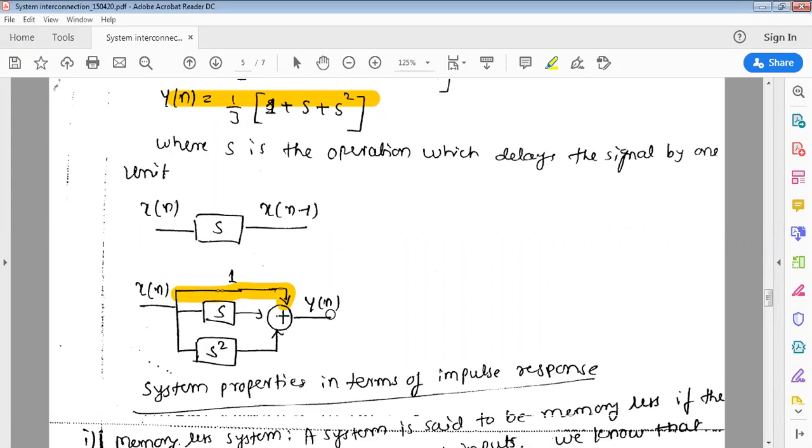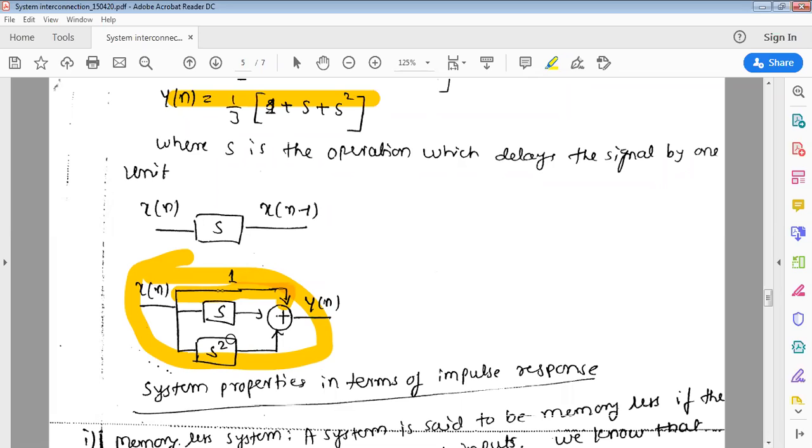This will give me the final output. So what is actually x of n plus x of n minus 1 plus x of n minus 2, whole divided by 3, will be implemented by this function. Suppose that they give this diagram, you should be able to write the function, that is x of n plus x of n minus 1 plus x of n minus 2, whole multiplied by 1 by 3. 1 by 3 is not shown here, you have to write it here. Okay, so this is how, if this part of the diagram is given, you can write the equation, or if the y of n is given, you should be able to implement it in this manner.